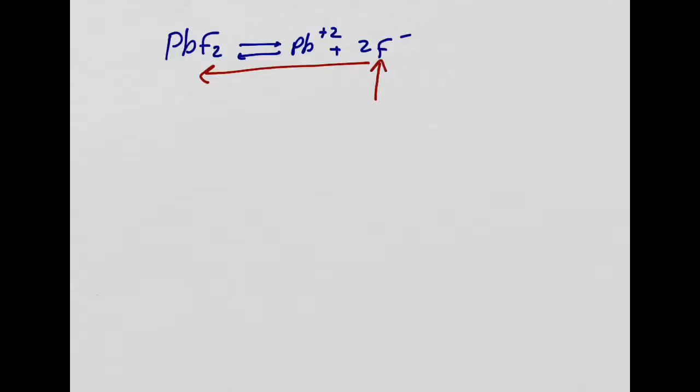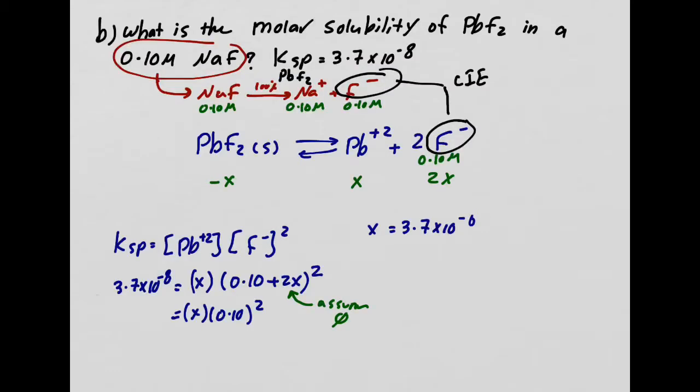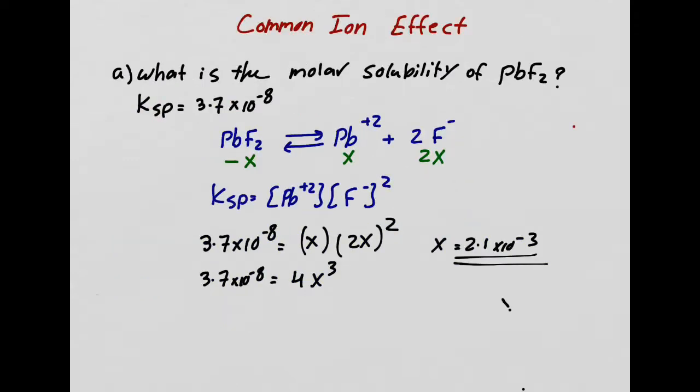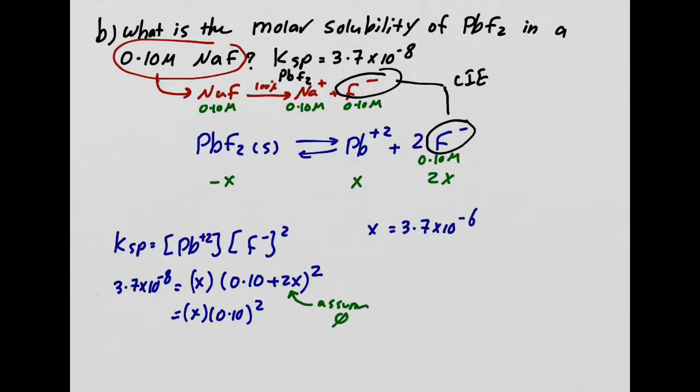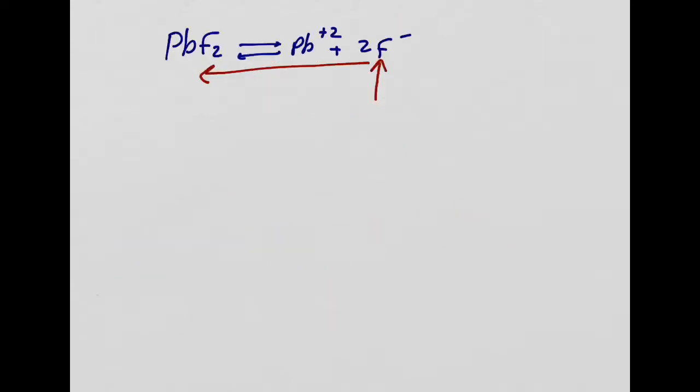So that's what I expected. I expected the molar solubility to go down, and it went down significantly. It was 2.1 times 10 to the minus 3. Now it's minus 6. It went down again because of the common ion effect. That's what I expected because I add some of this, so it's going to shift to the reactant. So I have less of this ionizing into lead and fluoride. So far, so good. Okay, let's do one more practice problem.